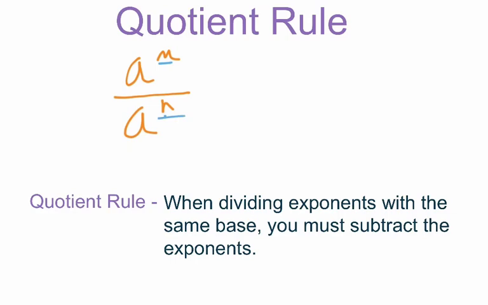Basically, because our base is the same, I have a in each one of them, I'm really just going to take the exponents and subtract them. I would take the m value, subtract the n value, and my answer would basically be a to the m minus n. So let's put some actual numbers in and check out how this works out.